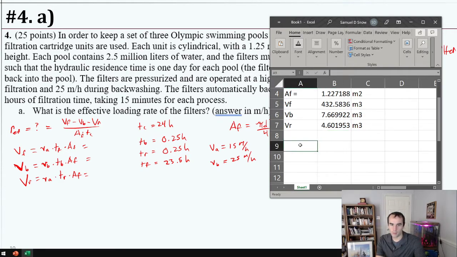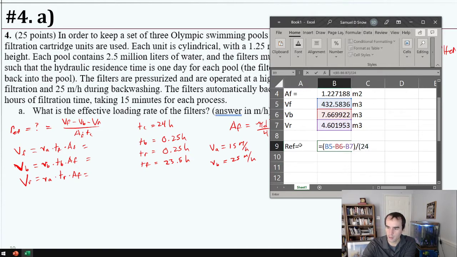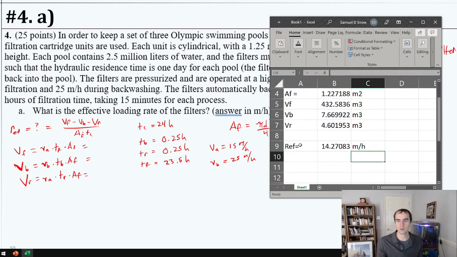So with that, we can calculate our REF. That's going to be the total we produced minus the stuff that we used that had to be sent to waste, all divided by the total cycle time, which was 24 hours, times the area of the filter. And with that, we get an effective loading rate that is a little bit below our production rate, which is what we would expect, 14.27 meters per hour.